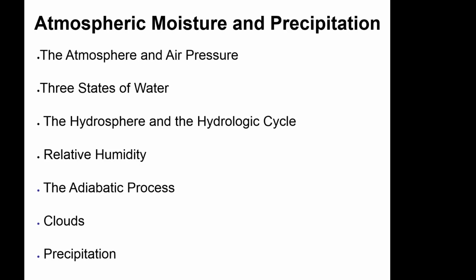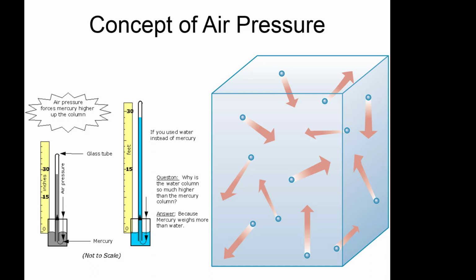So these bullets are what I'd like you to leave this lecture with: an understanding of basically how the atmosphere and air pressure systems work, states of water, the hydrologic cycle a little bit, and then this concept of relative humidity is big, and the adiabatic process is also important to understand, and then just what's a cloud and how does precipitation occur. So first we'll start with the concept of air pressure.